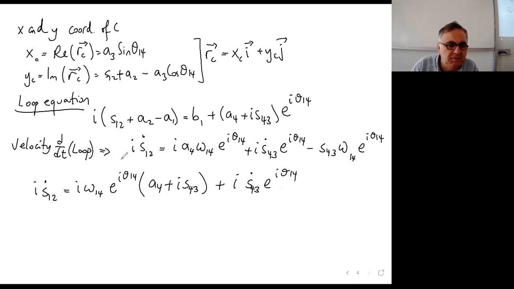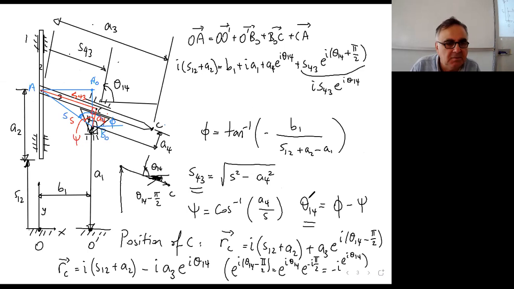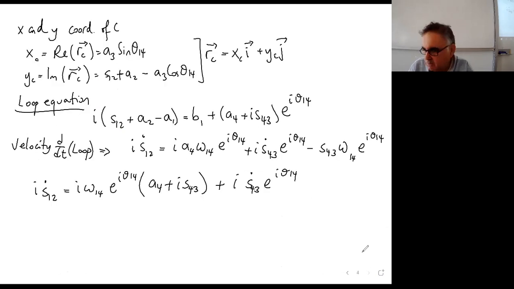So what does this mean? S12 dot is, let me go back here. Velocity of S12 dot is the velocity of link 2 going upward or link 3 going upward at point A. So I can say that this is VA2, but this is equal to VA3.